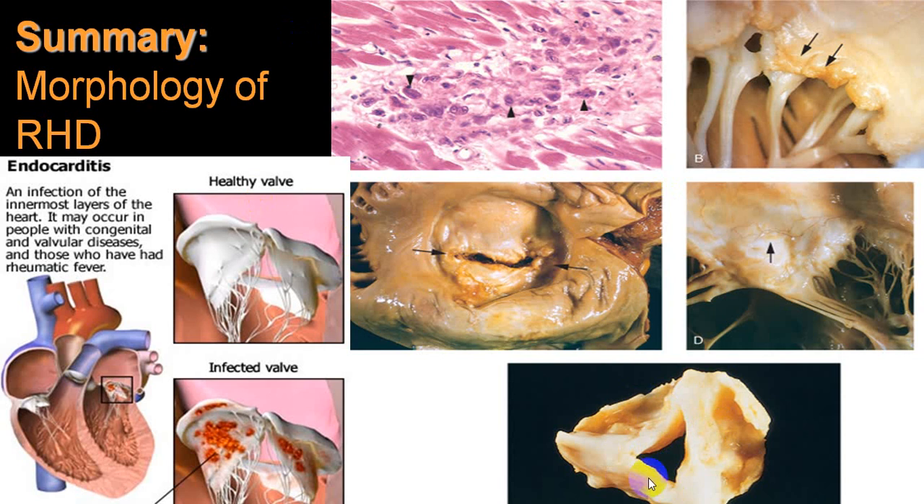This is aortic valve involvement, and these are the vegetations which you can see underneath the mitral valve. So these are nodules on the mitral valve. These are those nodular structures. This is Aschoff nodules.